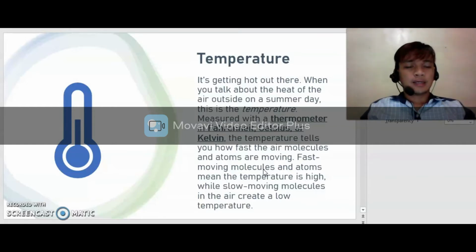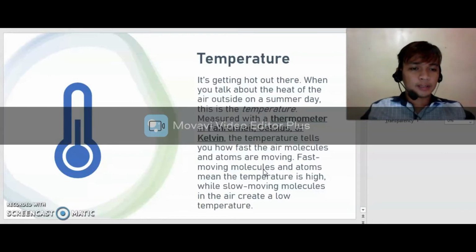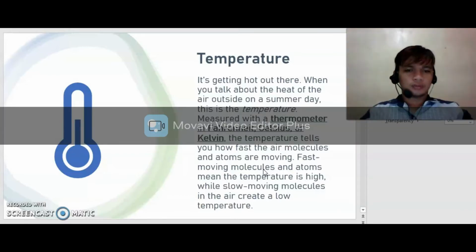wherein when the hot air up in the sky becomes colder, no, it will go down. And when the cold temperature of air underneath of that becomes hotter, it will go up.